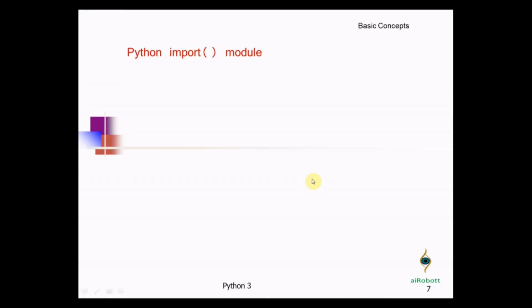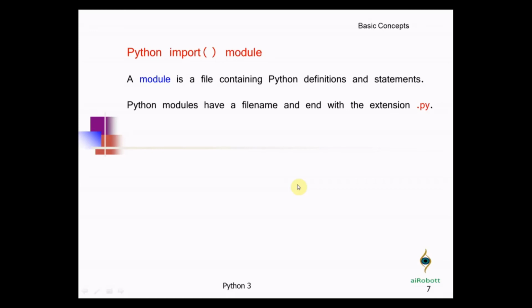Python import module. When our program grows bigger, it is a good idea to break it into different modules. A module is a file. It contains Python definitions and statements. Python modules have a file name and end with the extension .py. Definitions inside a module can be imported to another module or the interactive interpreter in Python. We use the import keyword to do this.